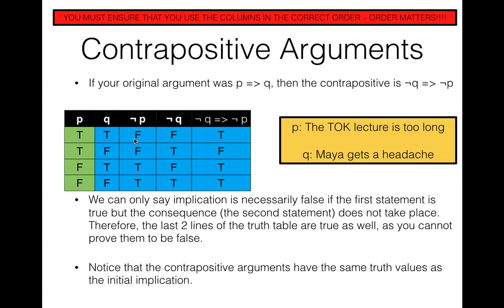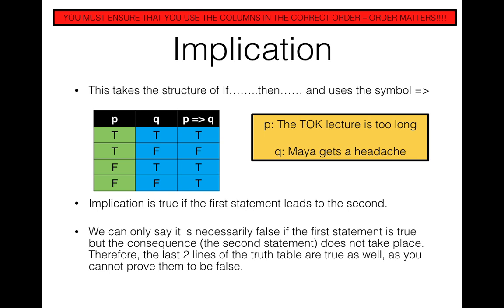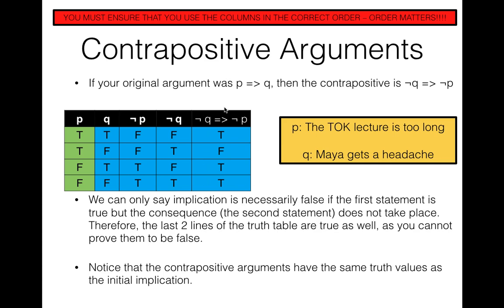And then exactly the same, if they're both false, then this has to be true. If the first thing is true but the second thing is false, then it's false. If the first thing is false but the second thing is true, it could still be true. And if they're both true, then it is true. And again, notice that this is the same as the original: true, false, true, true. So implication and contrapositive arguments give the same truth values.